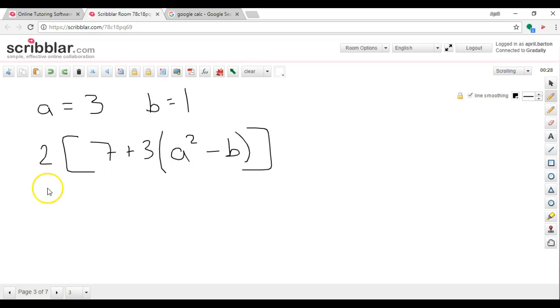So we have to rewrite this problem before we can do any order of operations and replace the letters with their corresponding numbers. It said A is 3, so we replace it with a 3. It said B is 1, so we replace it with a 1. And I'm actually going to change this slightly.